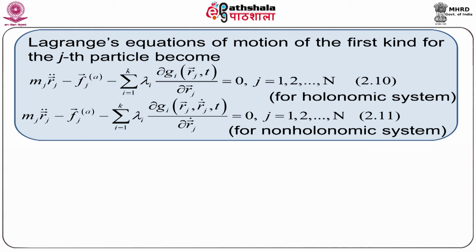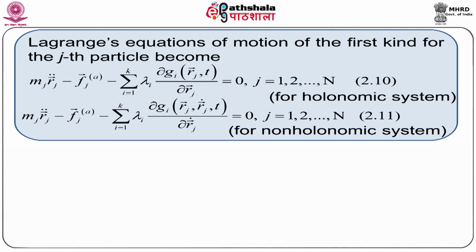Rj vector double dot is the acceleration of the jth particle whose mass is mj. Fj vector superscript a gives the applied force on the jth particle. Lambda i are the Lagrange's multipliers. Gi are the constraint relations. t is the time.